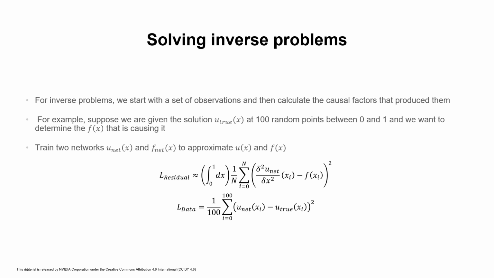Suppose we are given the solution u true, the ground truth, at 100 random points between 0 and 1. And we want to determine what is the right-hand side function f(x) that is causing it. We can simply do this by creating two neural networks, unet and fnet, to approximate both u and f. These networks are then trained to minimize the loss shown above.